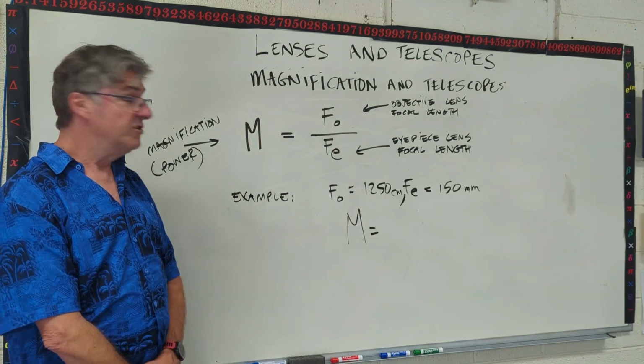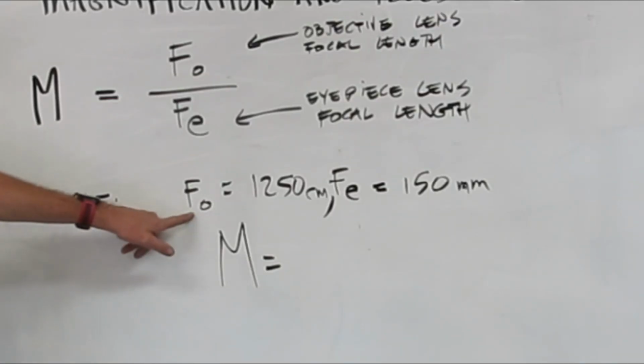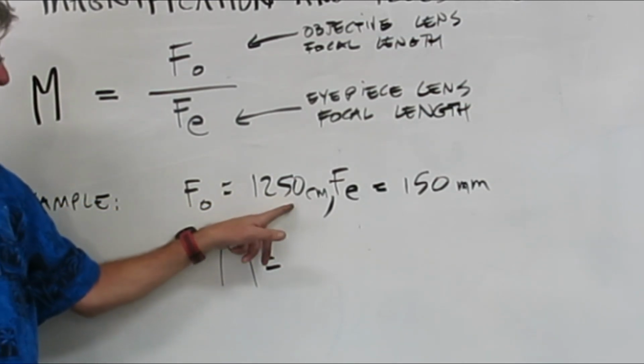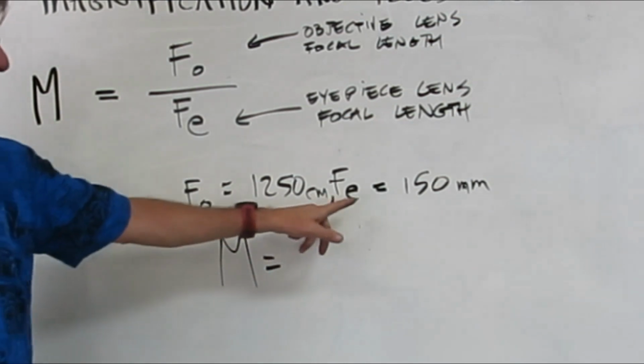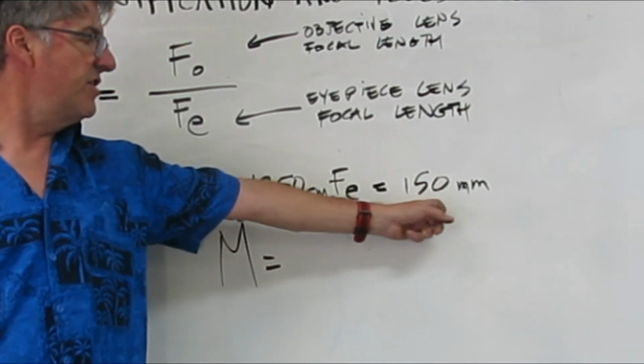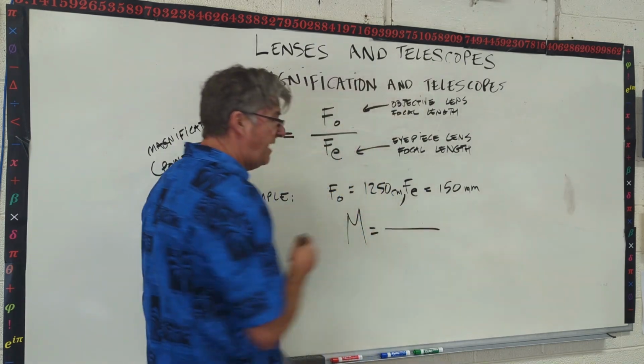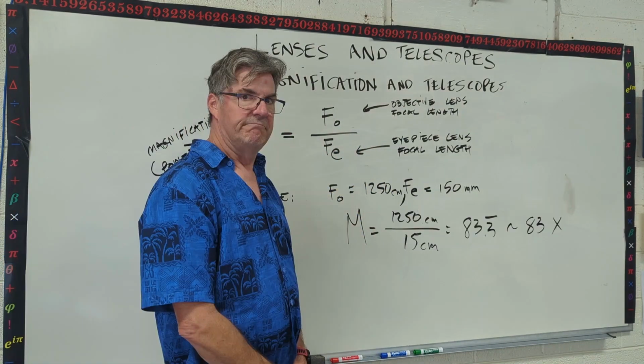Okay, here's an example I want you to try. The objective focal length is 1250 centimeters, and the eyepiece focal length is 150 millimeters. So go ahead and write your fraction and then do your math and figure out the magnification.